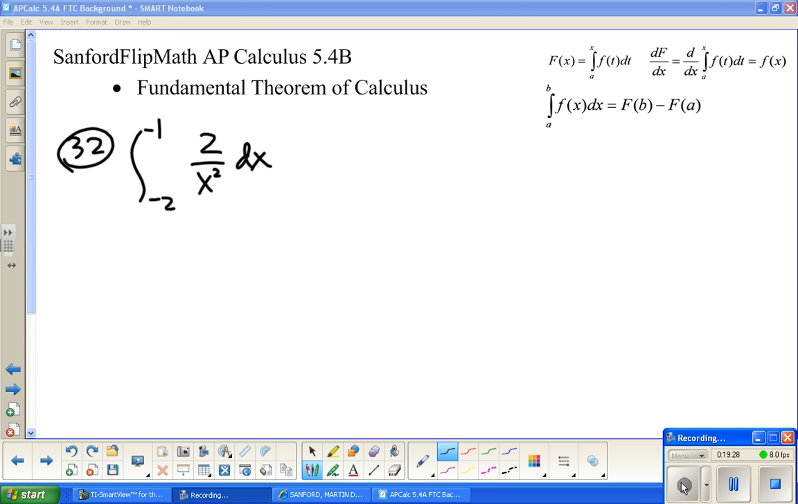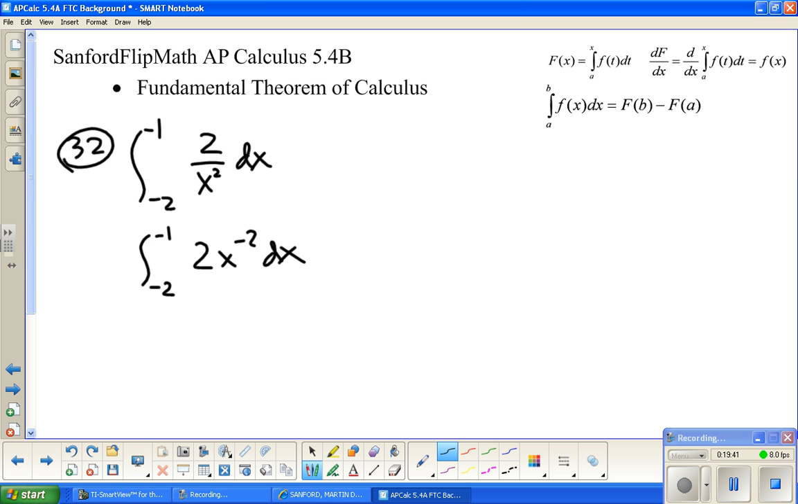Okay, this problem is actually significantly easier. It doesn't look like it right now, but it is, trust me. In fact, I'm going to make it easier by rewriting this as 2x to the negative 2. Now, I know some of you are probably thinking, I would have never thought to do that. Well, you will, because we just did an example to show you that that's a way to do it.